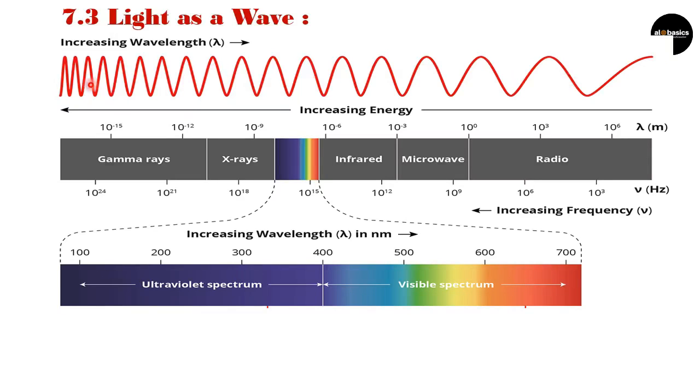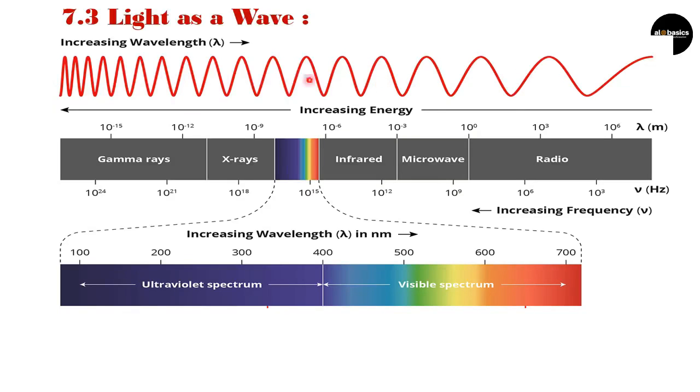Now, what does this indicate? In the region where there is crowding, the wavelength is less. And in the region where the waves are getting more and more separated from each other, the wavelength is more. Means as we are moving from left to right here, the wavelength is increasing.